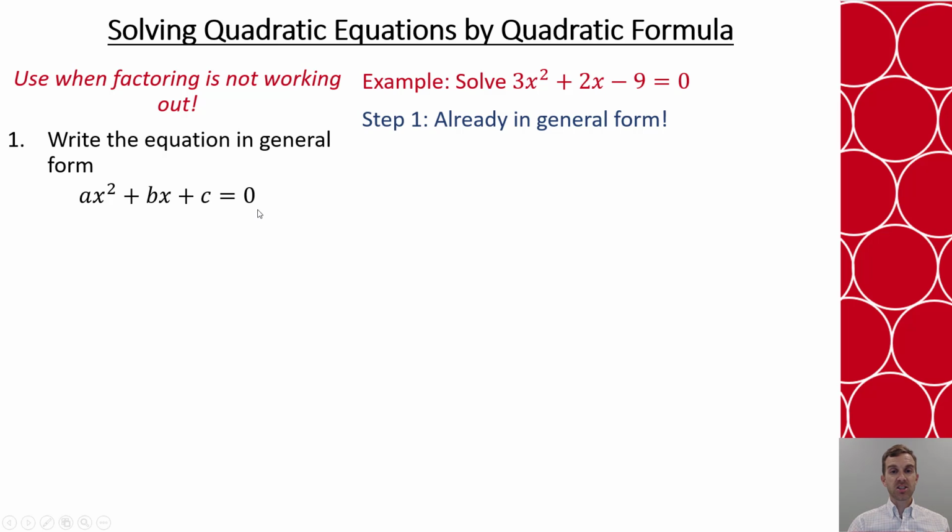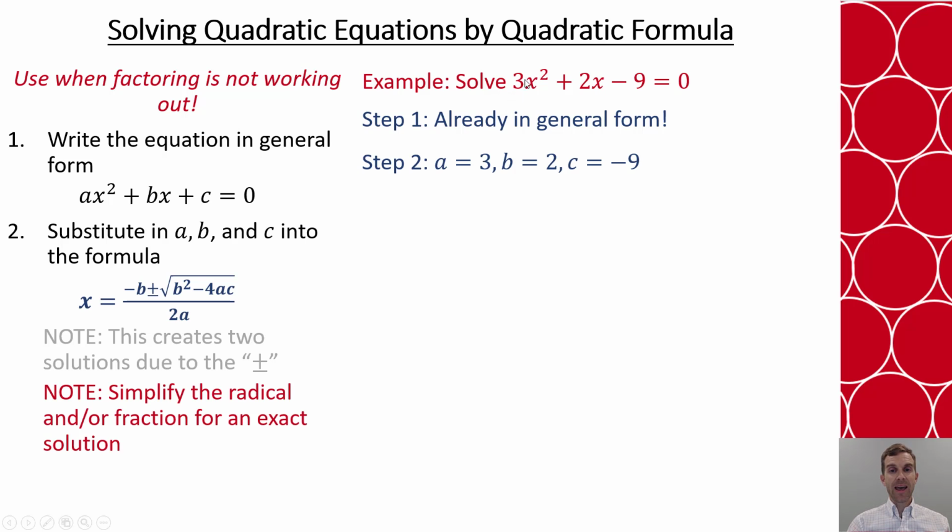If I have it in my general form, I'll look at this and say my a value is 3, my b value is 2, and my c value is negative 9 because of that minus 9. Now I can substitute those values into my quadratic formula. So it's the opposite of b, so that's negative 2, plus or minus the b value squared, 2 squared, minus 4 times my a value of 3 times my c value of negative 9, all over 2 times my a value of 3. I start to do my simplification, and always pay attention to those negatives.